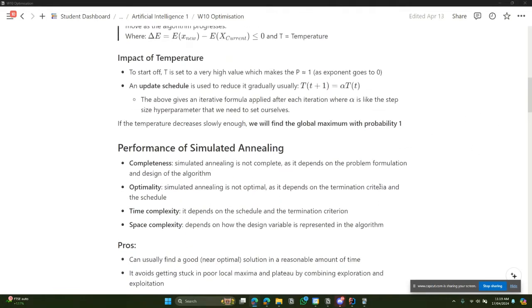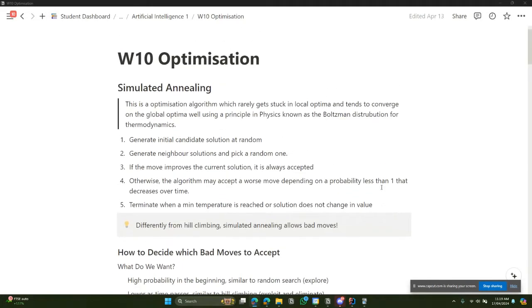So now we can get on with simulated annealing. So what is simulated annealing? It's an algorithm for optimization, just like hill climbing. So you need to specify things like the neighborhood operator, initialization, representation, etc. This is an optimization algorithm which rarely gets stuck in a local optima and tends to converge on the global optima. That's its advantage compared to other ones, and that's why we tend to use it. So that's its point. It tends to not get stuck in local minima. It tends to always go to the global, and you'll see why later.